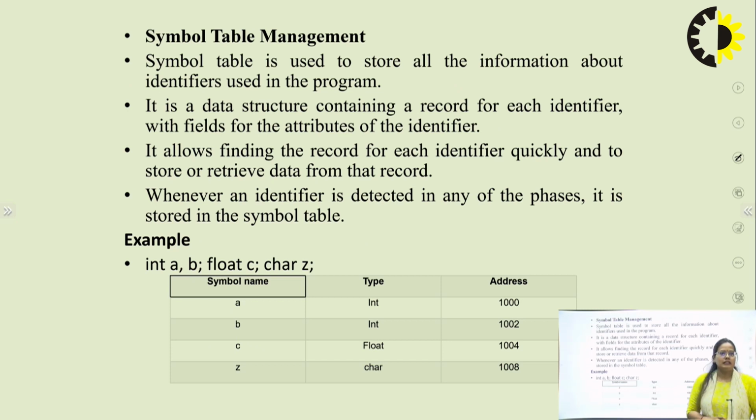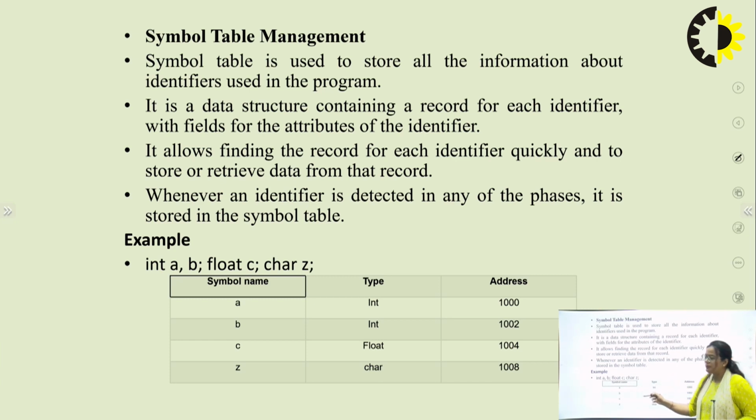Now the next phase is compiler design phases. There are 6 phases of compiler design. The compiler connects to symbol table management and the error handler. The symbol table is used to store all the information about identifiers used in the program. It is a kind of data structure containing a record for each identifier with fields for the attributes of the identifier. It allows finding the record for each identifier quickly, to store or retrieve data from the record. Whenever an identifier is detected in any of the phases, it is stored in the symbol table.